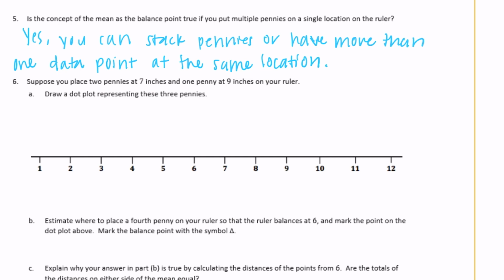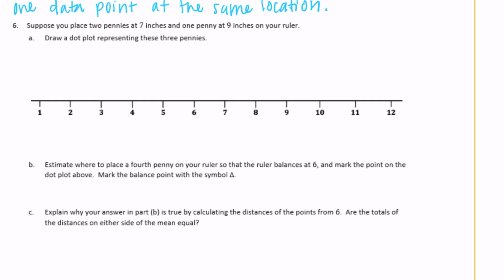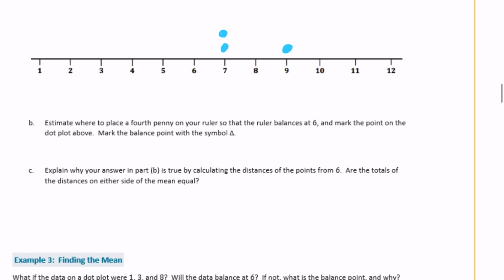So let's do some examples. Suppose you place 2 pennies at 7 inches and 1 penny at 9 inches on your ruler. Draw a plot representing these 3 pennies. So we drew the plot. B, estimate where to place a 4th penny on your ruler so that the ruler balances at 6. So we want it to balance here at 6, and mark the point on the dot plot above. Okay, so where do we think we would have to put something to balance it at 6?